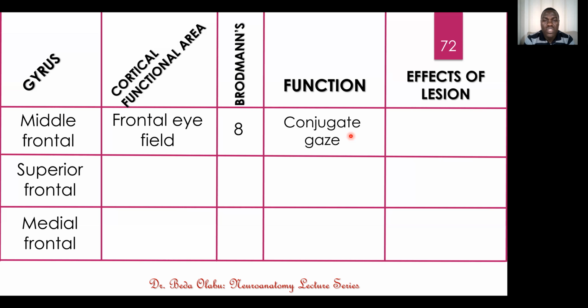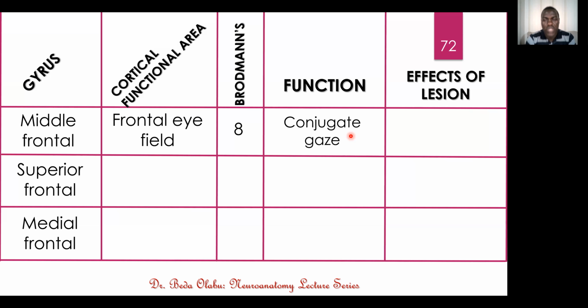Both eyes need to move simultaneously within the same horizontal plane if you're going to focus on a particular object. The ability of both eyes to move simultaneously within the same horizontal plane is alluded to the role of the frontal eye field, Brodmann's area number 8. It therefore goes without saying that if you have injury to this region, then you'll not be able to move both eyes simultaneously within the same horizontal plane.